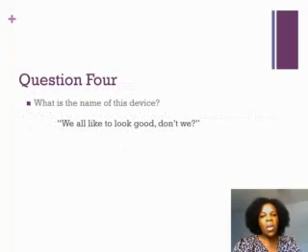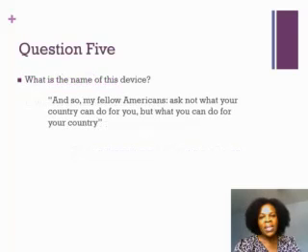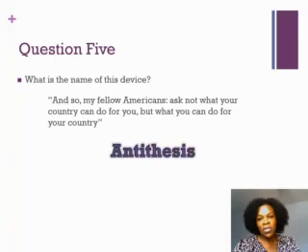Question 4 was, what is the name of this device? We all like to look good, don't we? And that device was rhetorical question. And what gave it away, that question at the end as well. So question 5, what is the name of this device? And so, my fellow Americans, ask not what your country can do for you, but what you can do for your country. And this was antithesis, right? So antithesis.